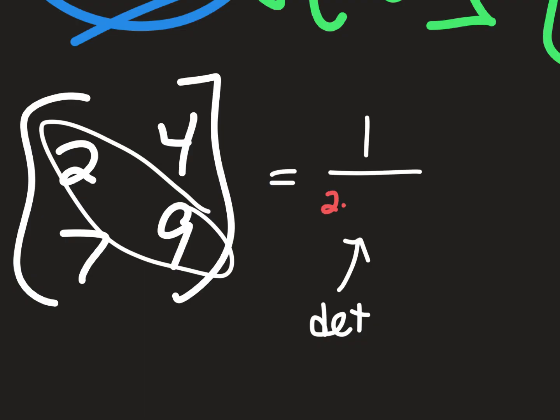So you go 2 times 9. Would you please talk to the kid next to you about how to finish that? Just the determinant, just the bottom of that fraction.